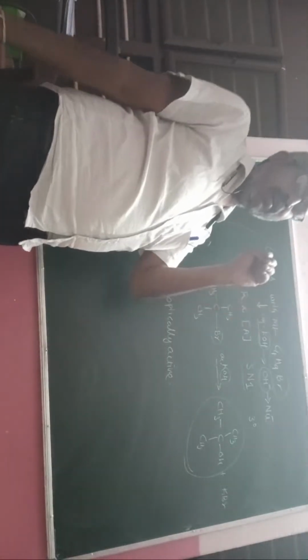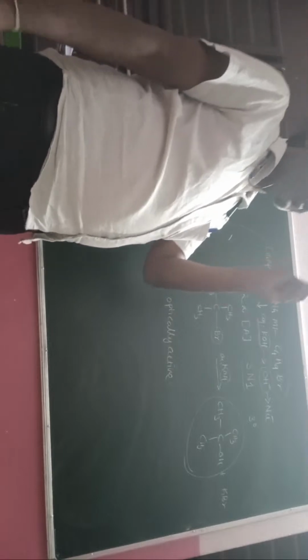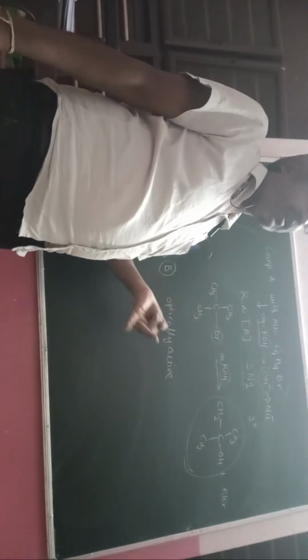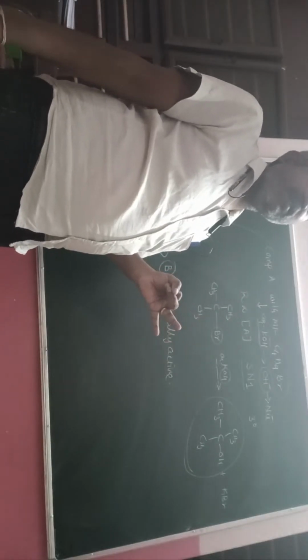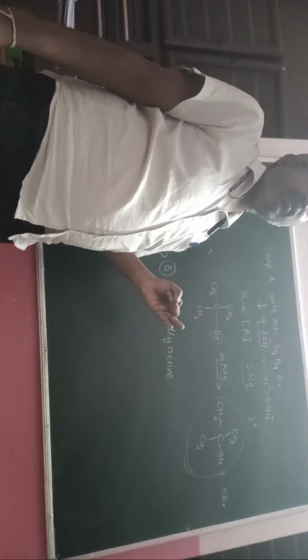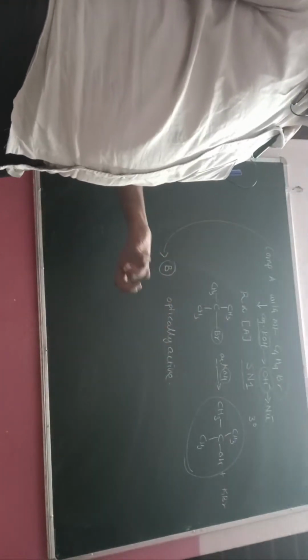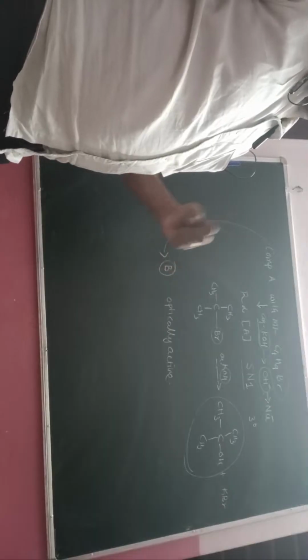Already you know, for optical activity we have 3 important points. The substance should contain a chiral carbon. It should not be superimposable with its mirror image. And there should be an absence of a plane of symmetry. These are the important criteria for optical activity.